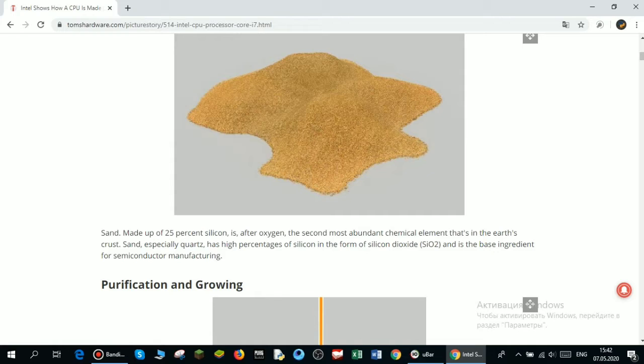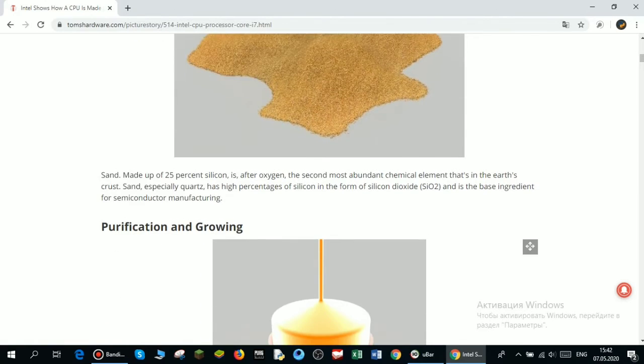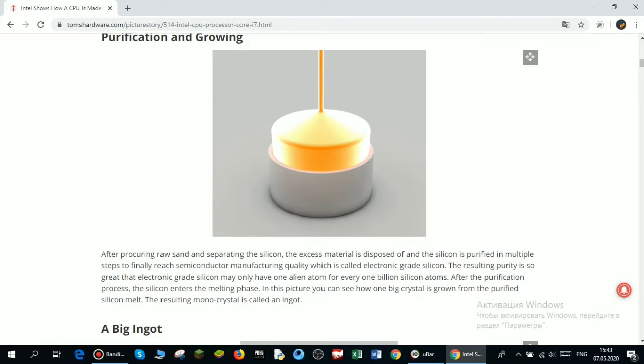Yes, that is the chemical form, which helps to make the CPU. Oh, that's nice. Let's read the second piece of information.